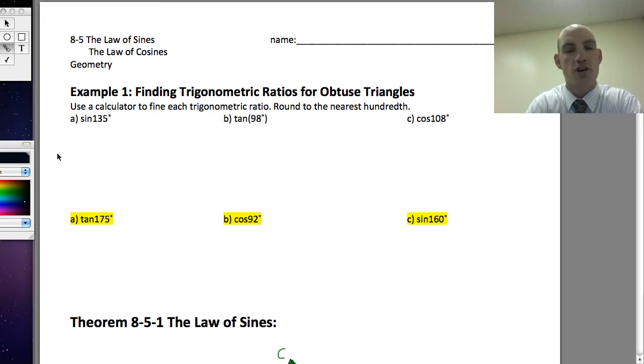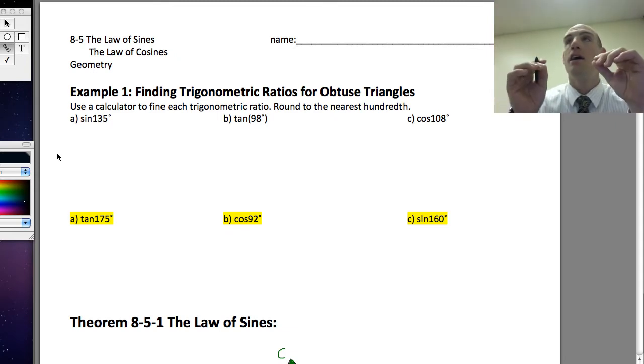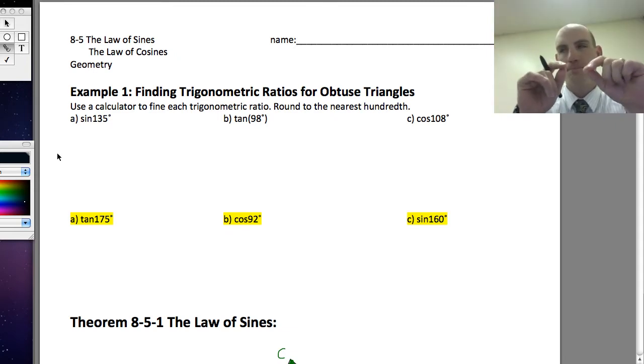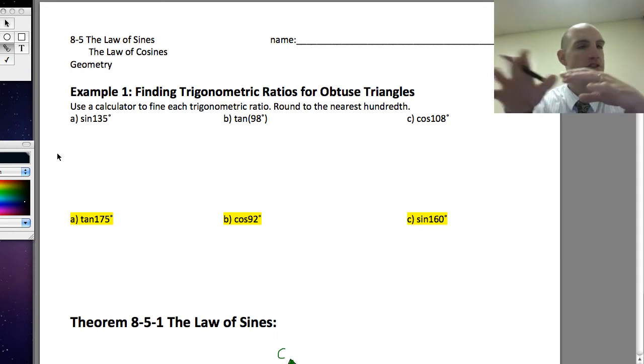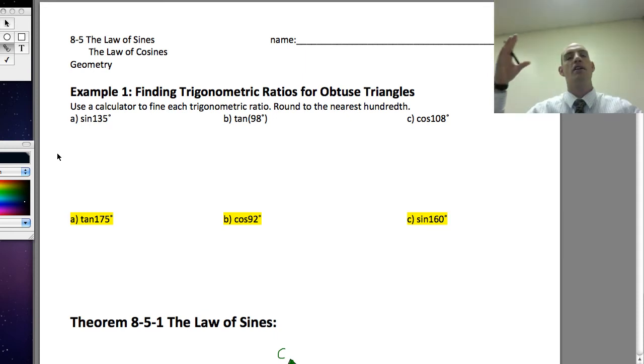In order to start talking about this, we need to understand that not every triangle is a right triangle. And so when we start to talk about the law of sines and the law of cosines, we're going to be dealing with triangles that are not right triangles. It's important to make that distinction because trig ratios have a greater application than just those 90-degree triangles.